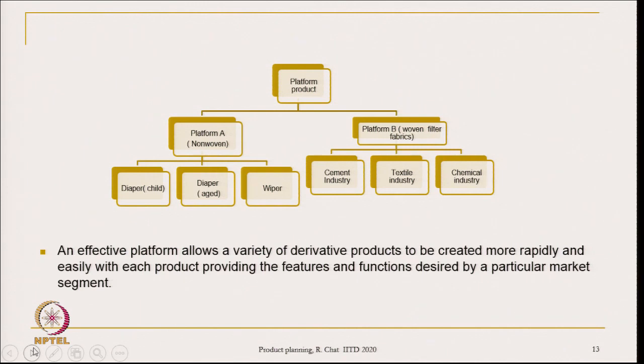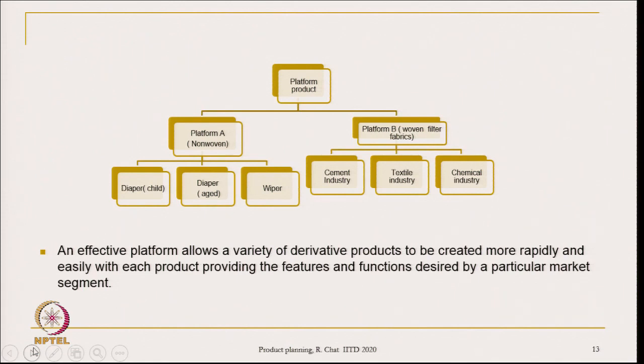various types of products. We can make diapers of child, aged. We can also make wiper out of these. So, if non-woven product platform is there, then we can have various products which can be made from non-wovens. Suppose we have a woven filter fabrics platform, that is, we have a filter fabrics making unit, and we ultimately make some woven filter fabrics. These fabrics can go for cement industry, textile industry, chemical industry, and other industry also.